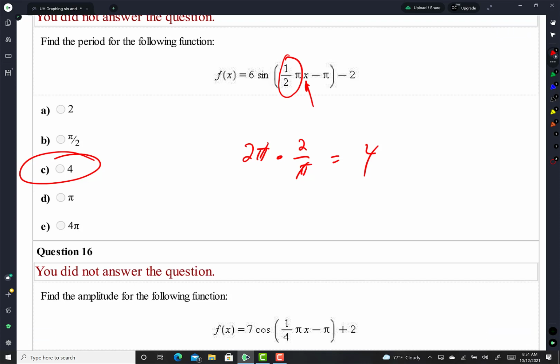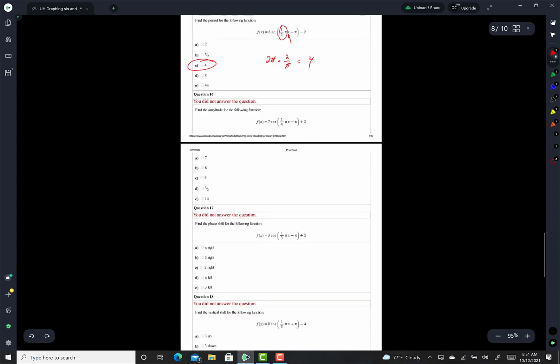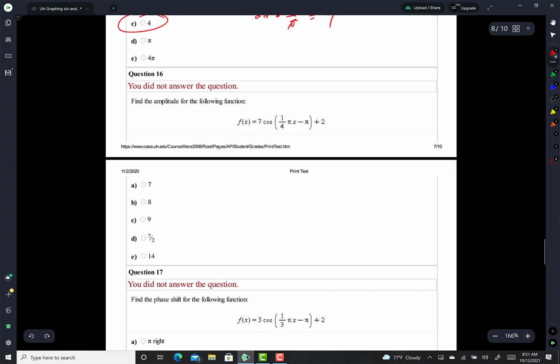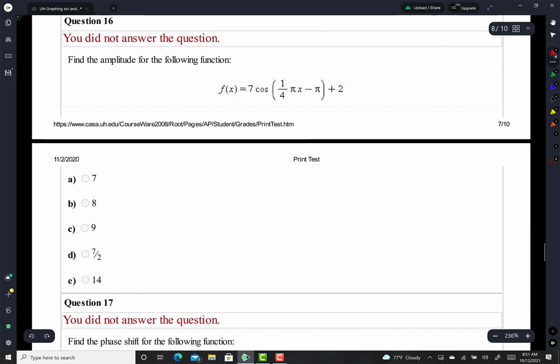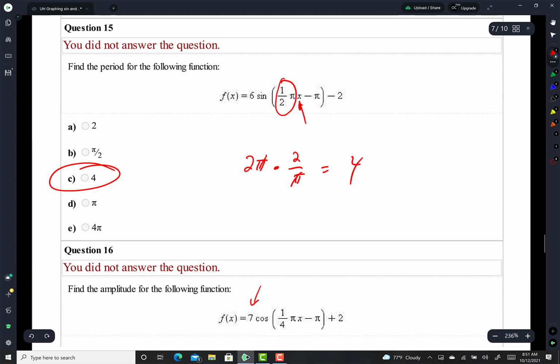You guys feel okay? What happened? Where are we at? I thought we were doing so good. Find the amplitude again. 7. Really? That's the last one.